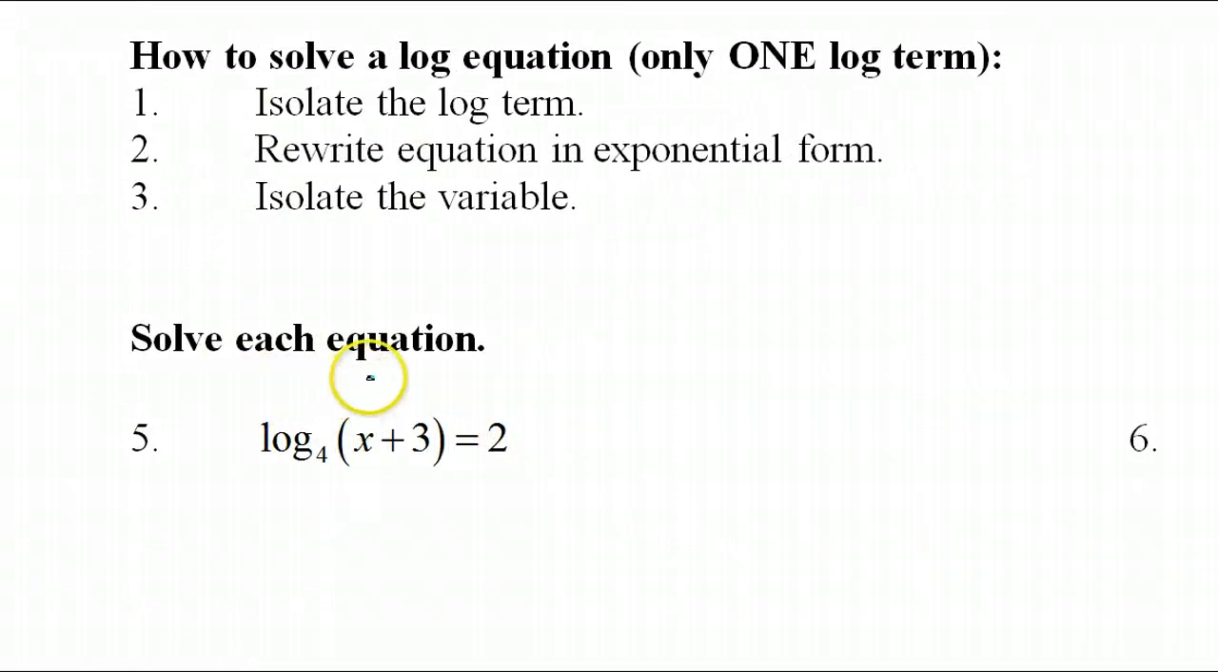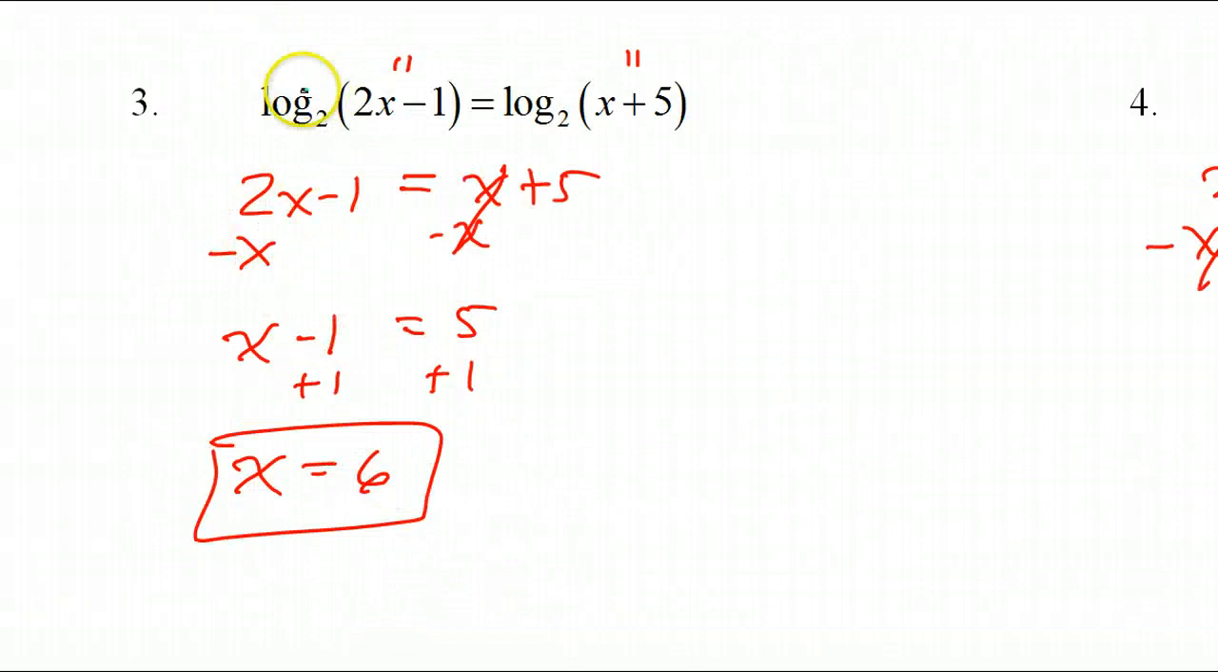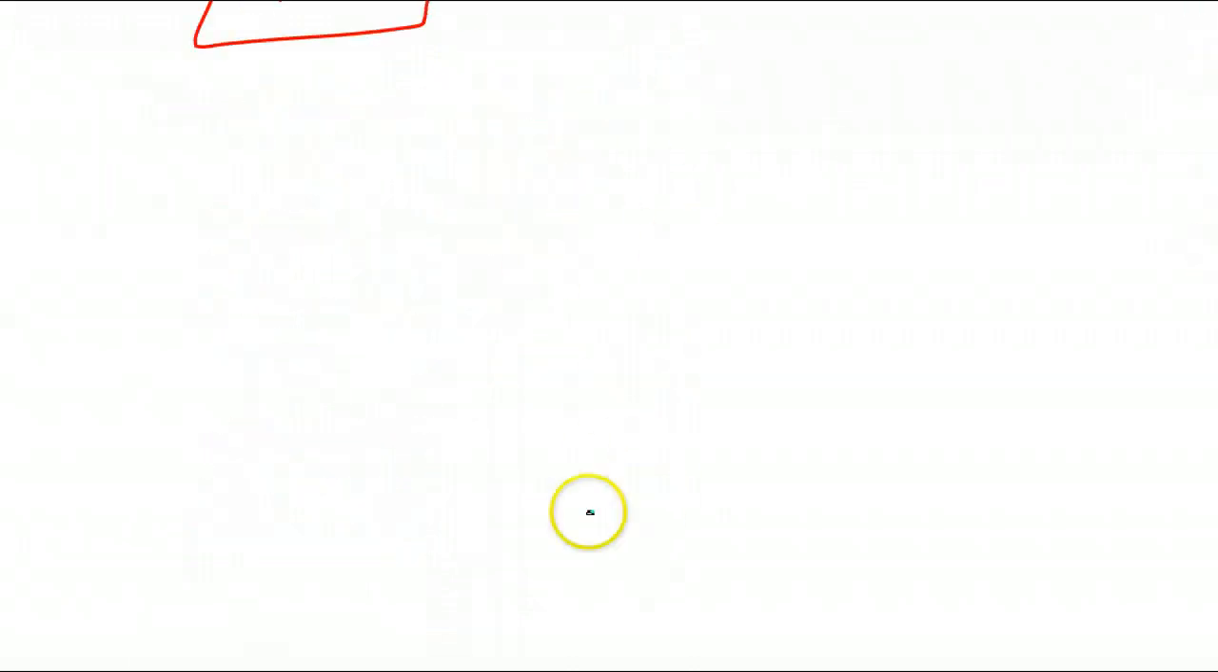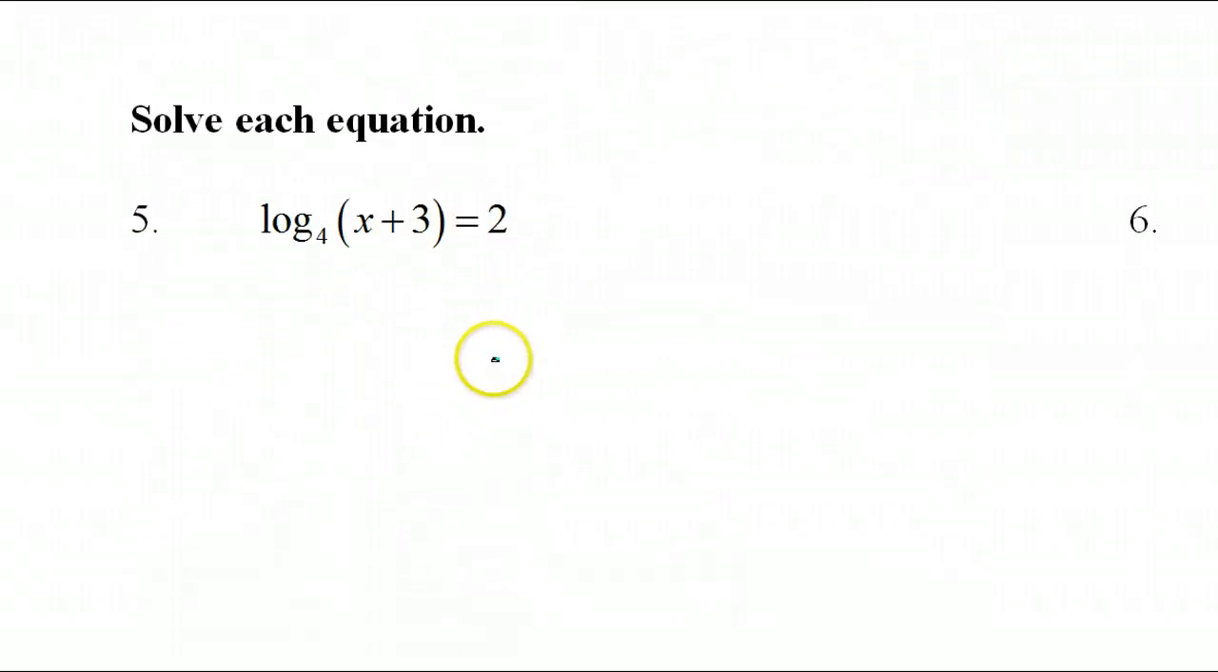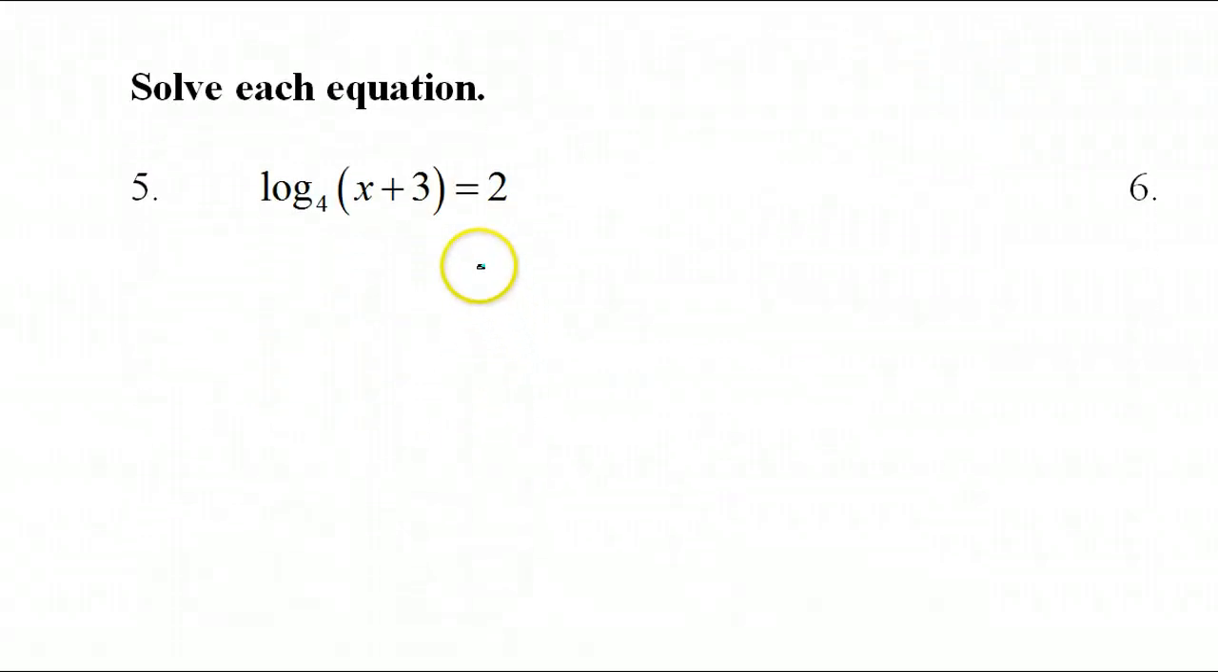Alright, now, that's what you do when you have the same log on both sides of the equation. Now on the back page here, we only have one log term, alright? Log only on one side. You can probably guess what I'm going to do. When we had problems that started off in exponent form, we usually had to rewrite it in log form.